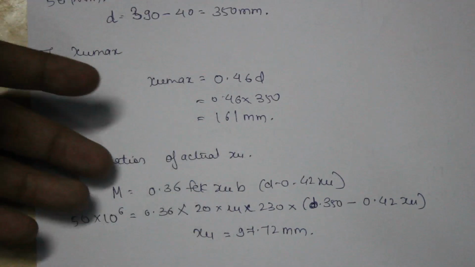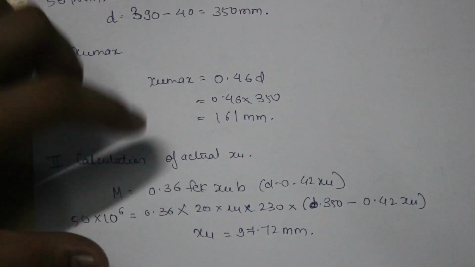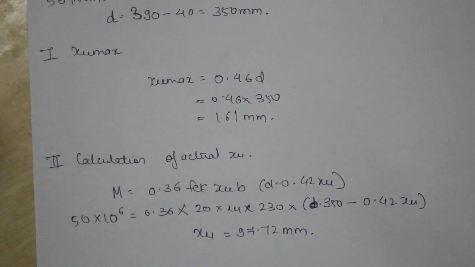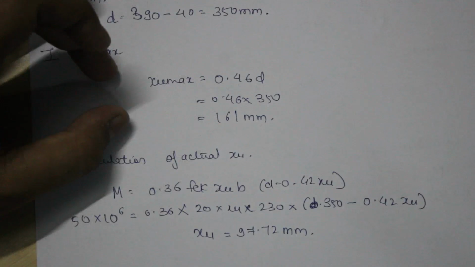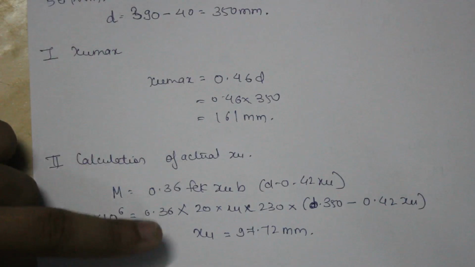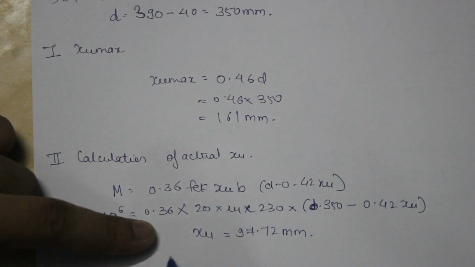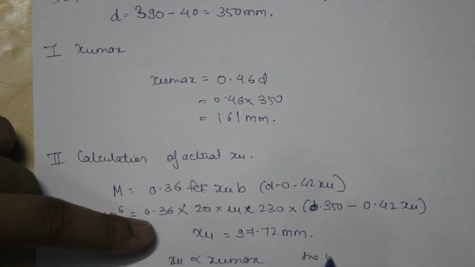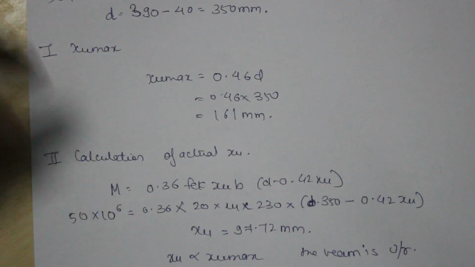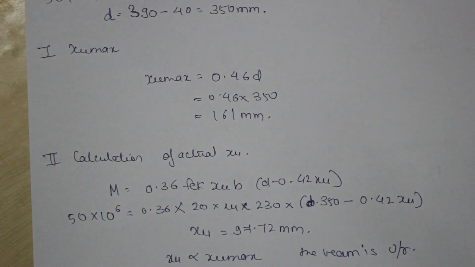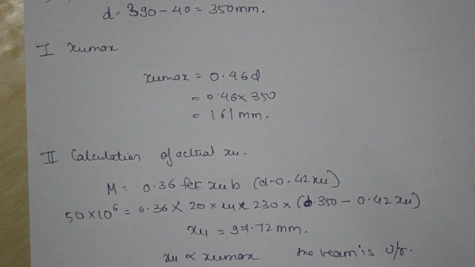So we can clearly see the value of XU is less than Xumax. So this beam is an under reinforced beam. So we will not use the value of Xumax, but we will use the value of actual depth of neutral axis. As XU is less than Xumax, the beam is under reinforced. Okay, so the next step again would be to calculate the value of area of steel.